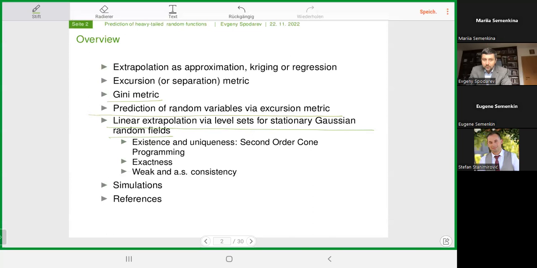So just to say it in advance, of course, we have also other examples of successful application of this theory, for instance, to max-stable random processes and fields which are used in extremal value theory, or to alpha-stable processes and fields, and they all are heavy-tailed. So the Gaussian case is really a benchmark.